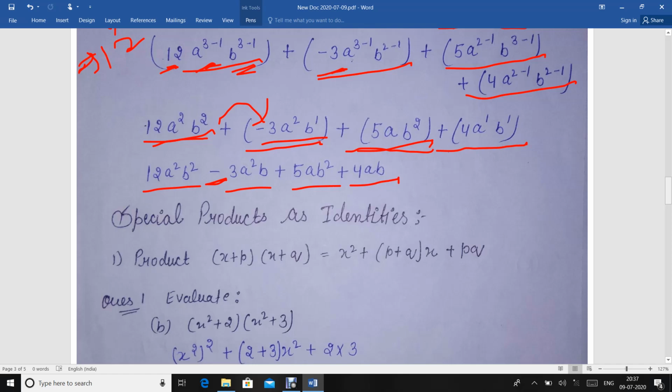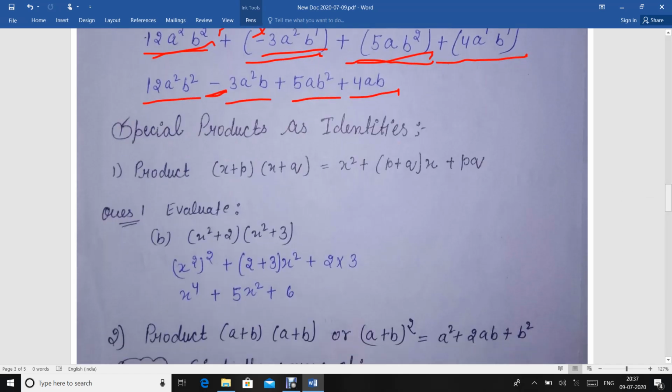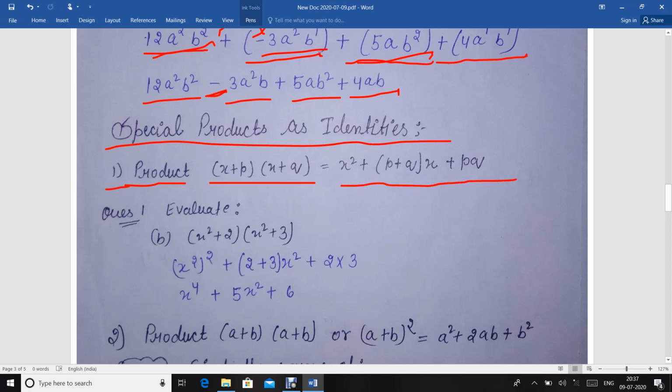Let us move towards the next part. Now we are moving towards exercise 5.5, which is completely based on the identities of the product, and here are special products as identities. So the first identity for the product, that is x plus p multiplied by x plus q is equal to x square plus p plus q x plus pq. See, you can solve it also. X plus p multiplied by x plus q.